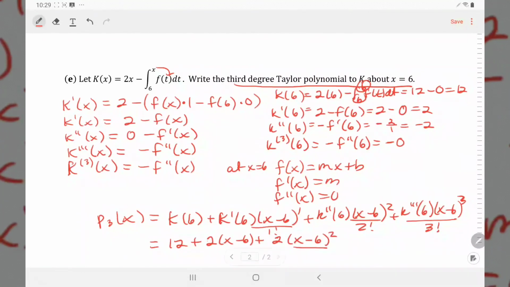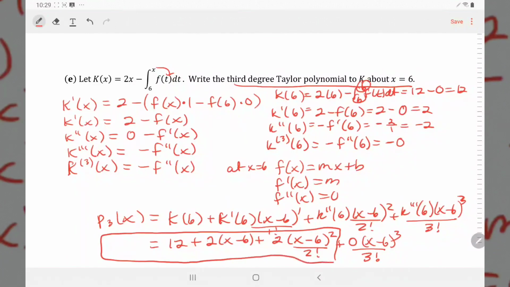Okay, so 0 times x minus 6 cubed over 3 factorial. So anyway, it's interesting it doesn't turn out to be third degree according to my calculations here, unless I made a mistake, which is possible. But I will be able to check my answers now that I finished all the questions.